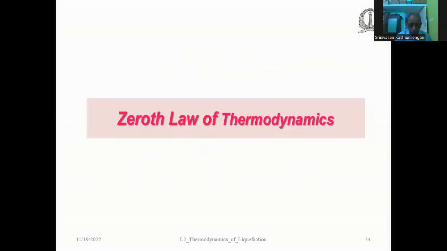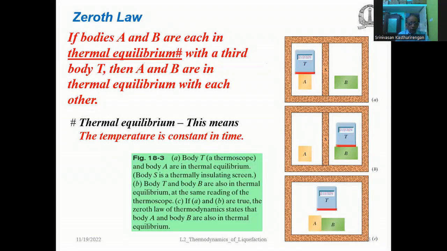Now let's come to the laws of thermodynamics. First, we'll talk about the zeroth law of thermodynamics. If any two bodies are in thermal equilibrium with a third body, then all three bodies are in equilibrium with each other. That's all it says. Suppose A is in thermal equilibrium with T, and B is also in thermal equilibrium with T. Then A, B, C are in thermal equilibrium with each other. What is thermal equilibrium? It means the temperature is the same and remains constant in time.